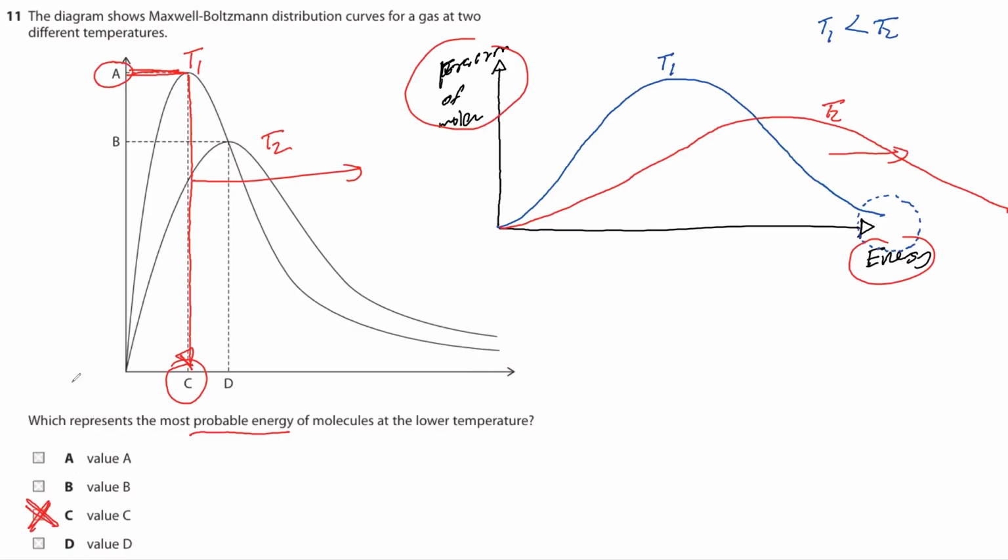See how they try to trick you. Most of the students will mark it as A. But remember, they're asking what? They're asking energy, right? Not the fraction of molecules. So therefore, our answer for question number 11 is C.